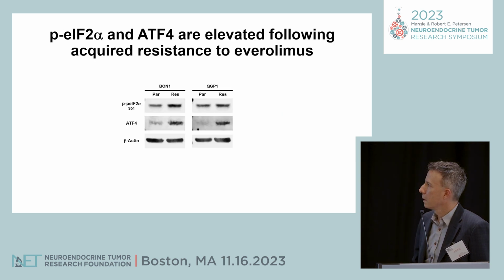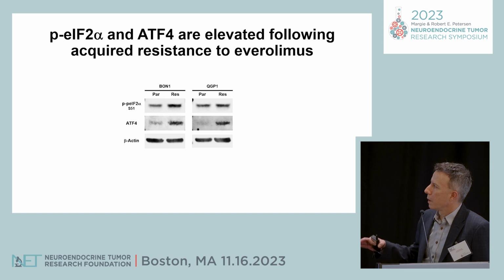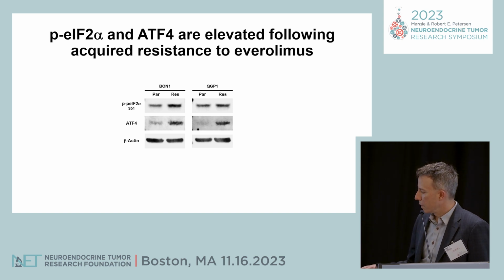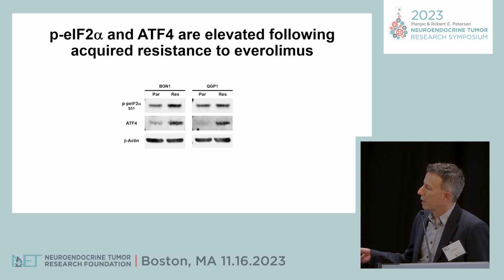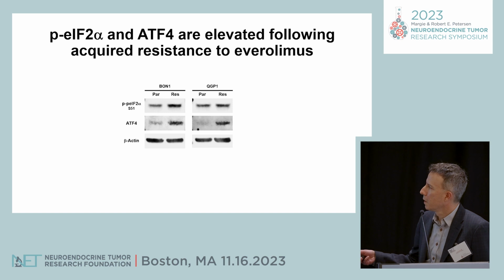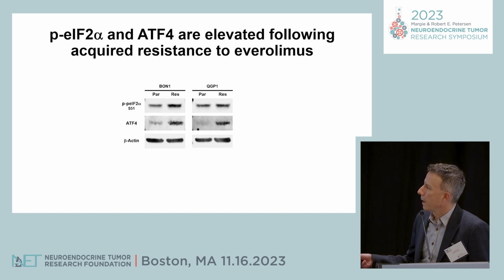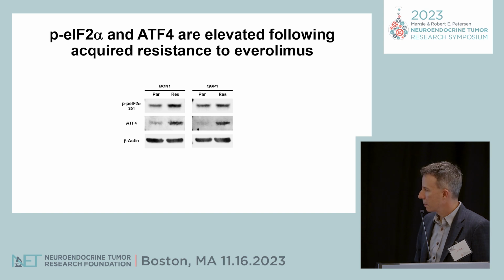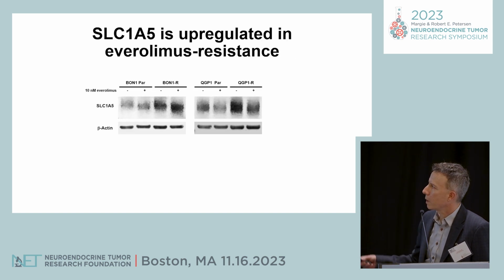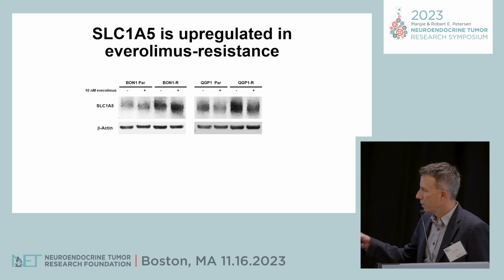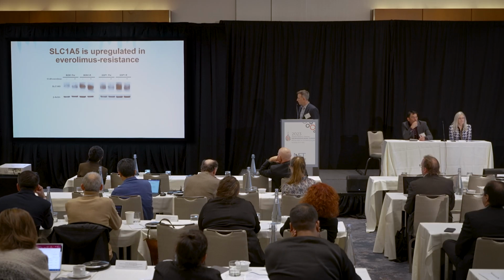But we've been using this as a way to start looking at everolimus resistance in this disease. And we see that in the resistant versions of both of these cell lines, you have marked upregulation of phospho-EF2 alpha and ATF4. And likewise, SLC1A5 is upregulated in the resistant versions of both these cell lines as well.